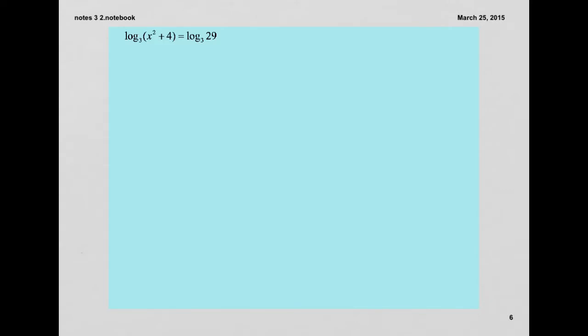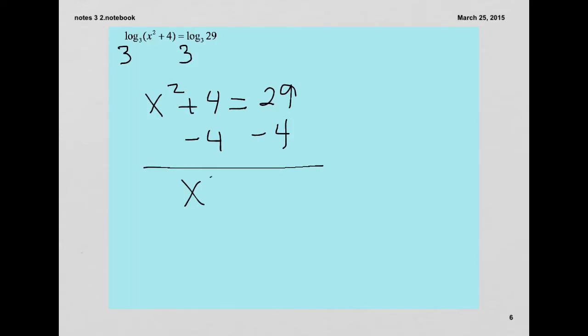We're going to do one more example. We see that the base of my log is base 3, so the base of my exponential is going to be 3. And when I do that, the exponential and the log cancel out, leaving me with x squared plus 4 equals 29. Since there are no other x's involved except for the x squared, we can just go ahead and subtract 4 from both sides and get x squared equals 25.